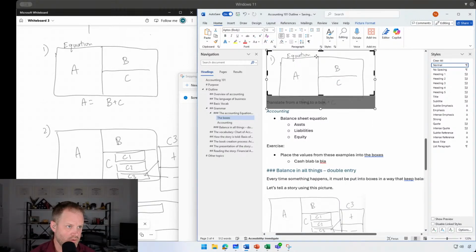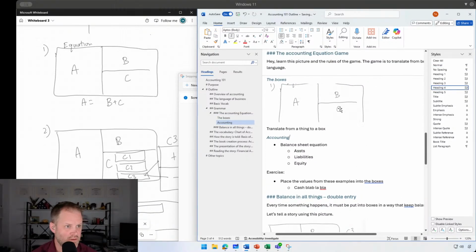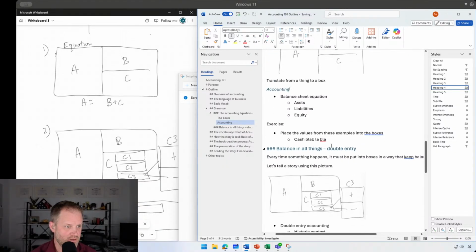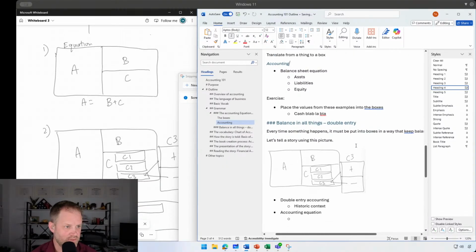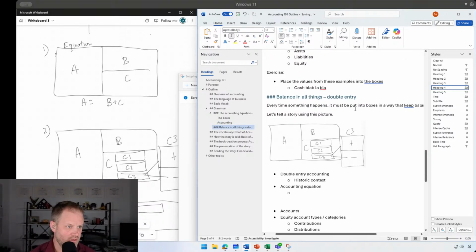Let's get rid of that equation. Let's just say it's just boxes. Then placement of the boxes. Okay, then keep balance.